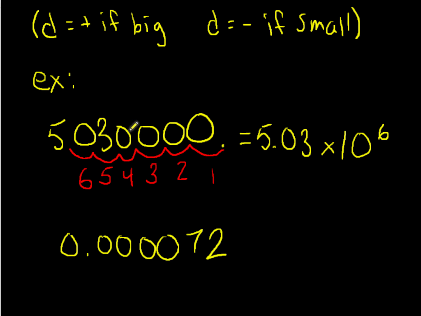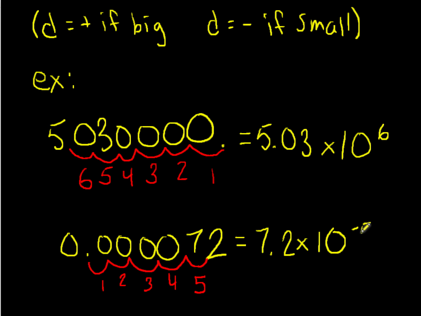We could also look at a small number, 0.000072. We move the decimal over until 7 is the only number in front of it, and we moved it over 5 times to get there. This means we get 7.2 times 10 to the negative 5. This is negative because it was a small number.